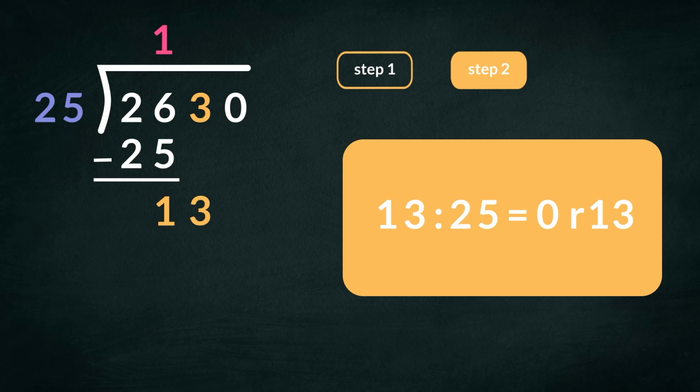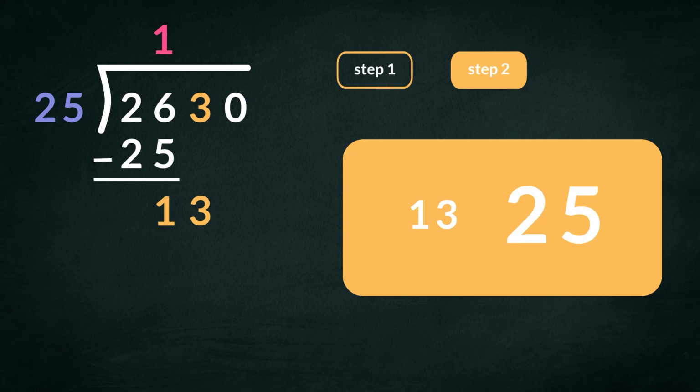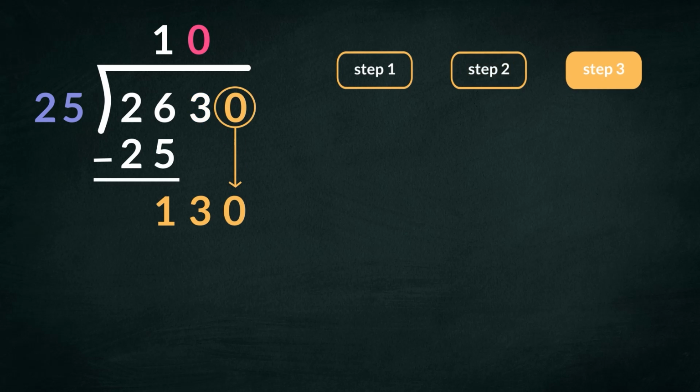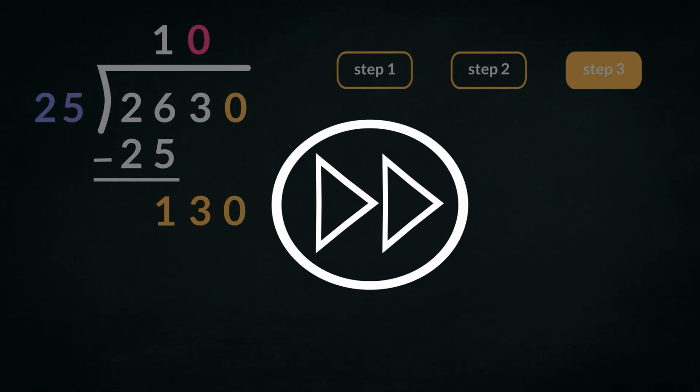When you try to divide a smaller number by a bigger number, the answer is 0, with a remainder of that smaller number. Why? Because in this case, just 25 is enough to surpass 13. That means we don't need any 25 to reach 13. We need to put a 0 on top, then we can copy down the next digit and start the next division step. Now that you know how to divide a smaller number by a bigger number in between a long division, let's speed run the rest of this problem.